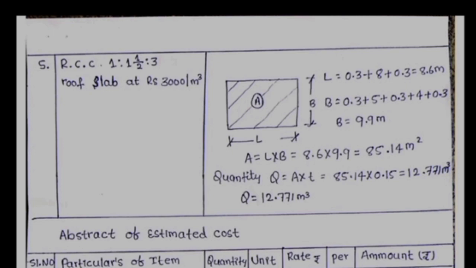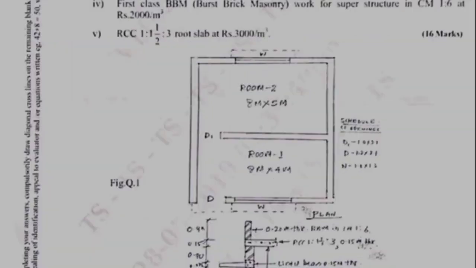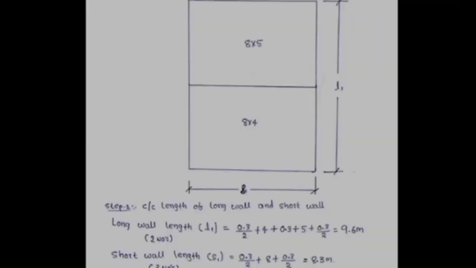Fifth item of work is RCC 1:1.5:3 roof slab at rupees 3000 per meter cube. For RCC slab we have to consider the surface area of the plan. Okay, so let us assume, this is the length and this is the width. This is the plan of a 2-room building.